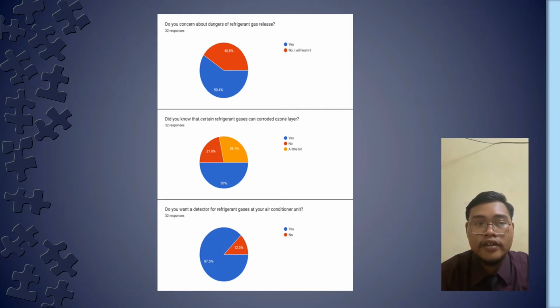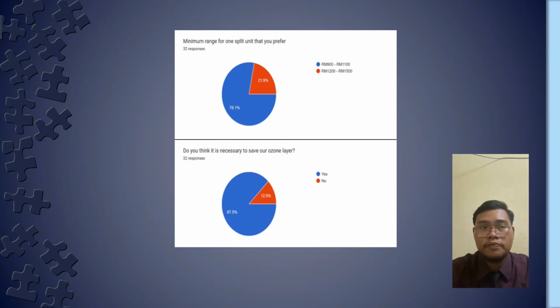And then the next question is, do you know that certain refrigerant gases can corrode the ozone layer? Half of them know the harm of refrigerant gas when it is released to the ozone layer. Next question is, do you want a detector for refrigerant gases at your air conditioner unit? Most of them want it for their air conditioner at home.